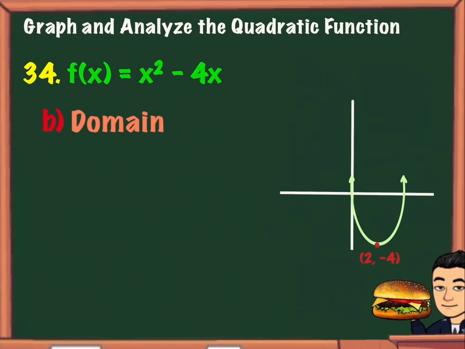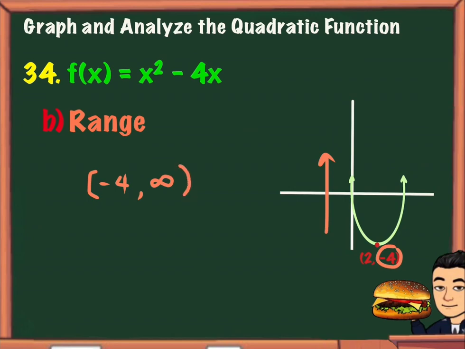The domain is going to be all real numbers. So you're going to put a parenthesis, negative infinity, comma, positive infinity, close with a parenthesis. The range is going to be everything above the y coordinate of the vertex. So it's going to be a bracket, negative 4, comma, positive infinity, close with a parenthesis.